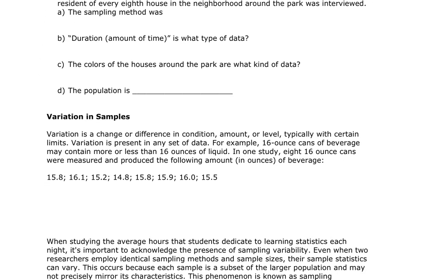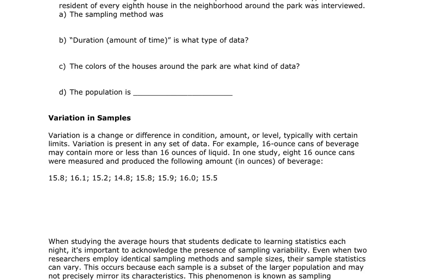Now, every time we do sampling, we're always going to have some variation in sampling. As an example, you have 16-ounce cans of some sort of beverage, and it's supposed to be 16 ounces. But as you do your systematic sampling method, you take every 10th one off the conveyor belt, you're going to find you have 15.8, 16.1, 15.2, 14.8. You have a variation in what you expect. You expect 16 ounces, but not all of them are going to be 16 ounces. So that's how variation in sampling happens.